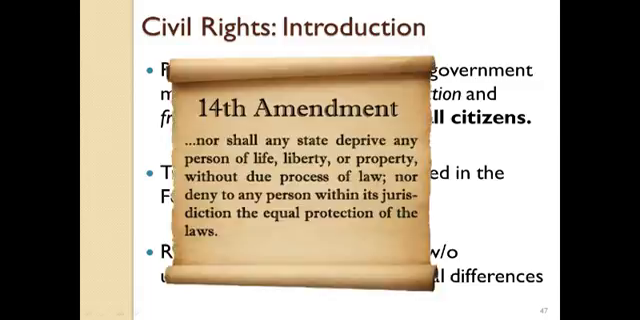Okay, what is the 14th Amendment? There it is. There's a lot more to the 14th Amendment than this, but the particular clause that concerns us is the Equal Protection Clause, and it says, "Nor shall any state deprive any person of life, liberty, or property without due process of law, nor deny to any person within its jurisdiction the equal protection of the laws." This is where civil rights comes from. This is where the government's ability to legislate in favor of civil rights comes from. It is justified by this clause in this amendment.